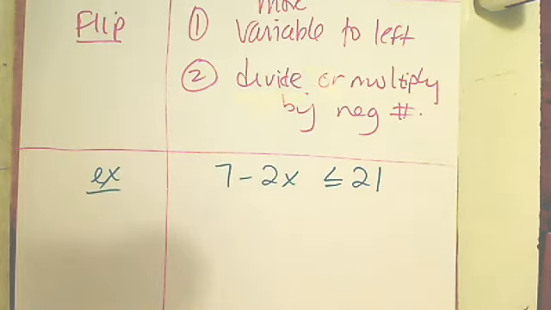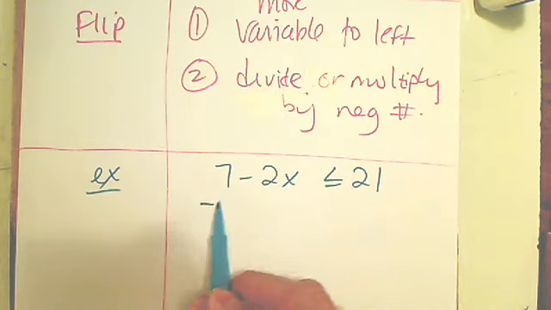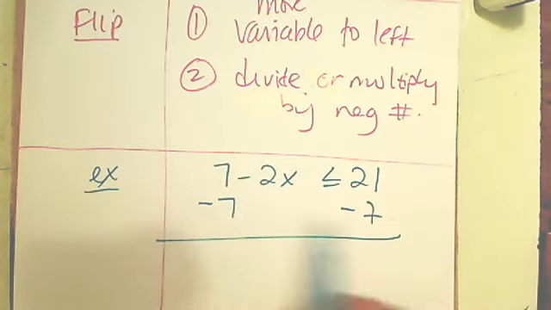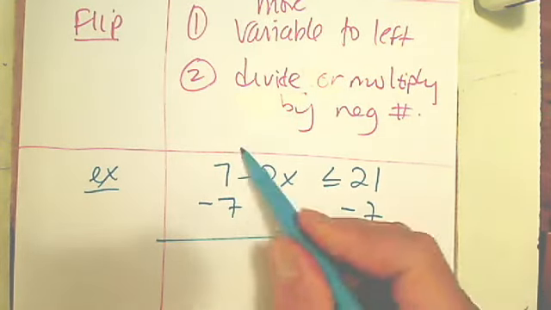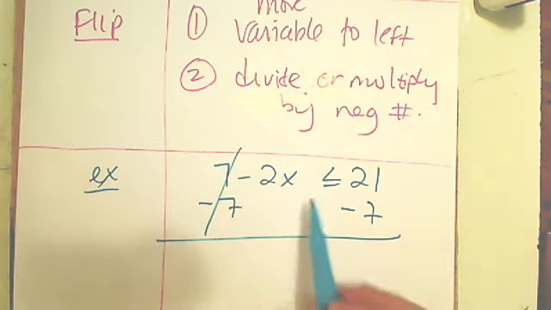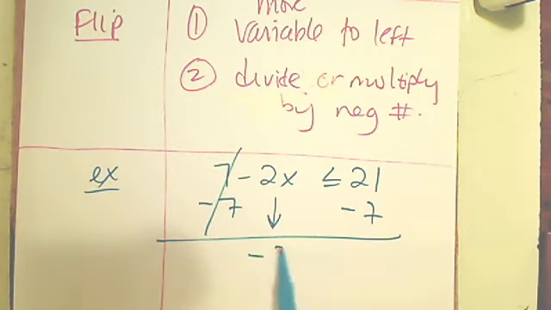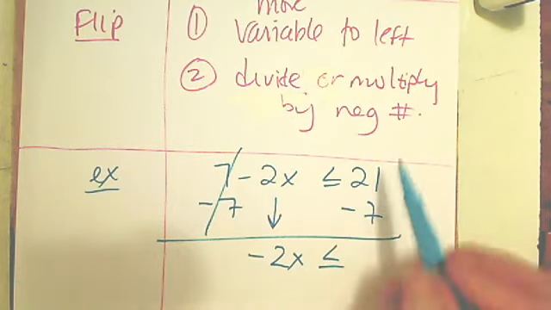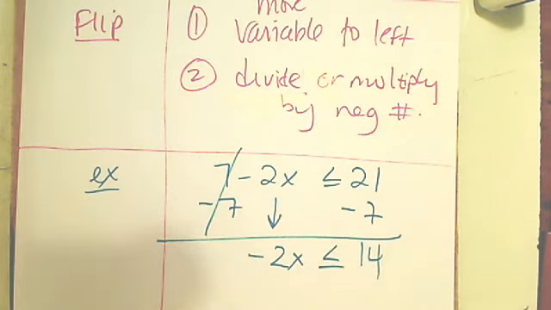First things first. Do you have more numbers or more variables? More numbers. Here, you are able to subtract 7 to balance it out. This is allowed. This is okay. Now I just bring down negative 2x. I bring down the sign. Bring down 14.